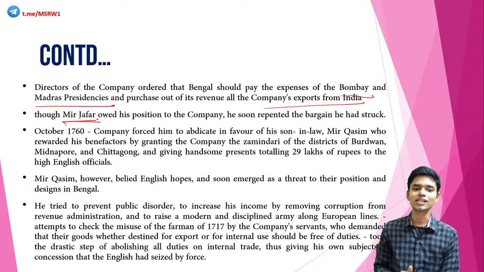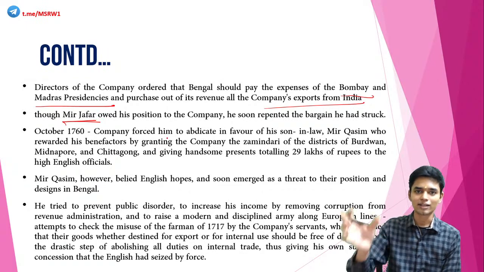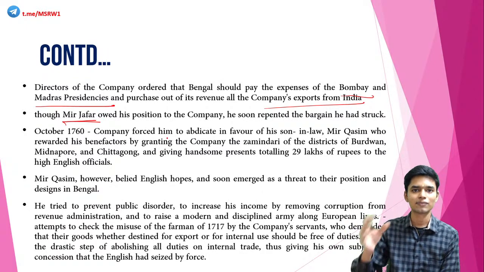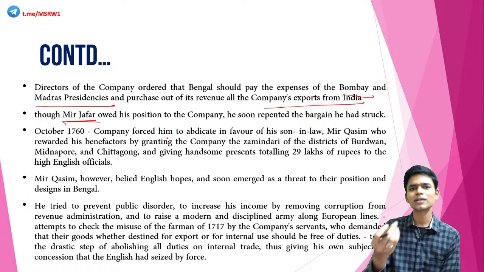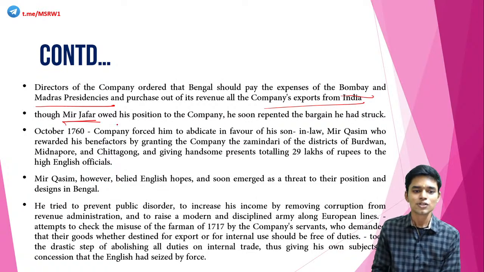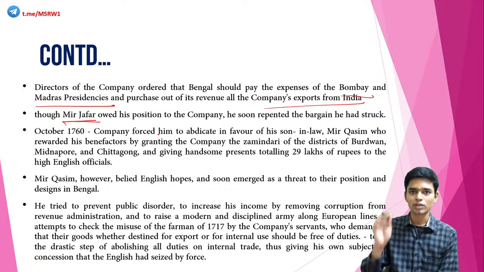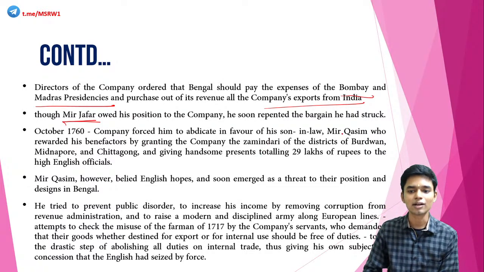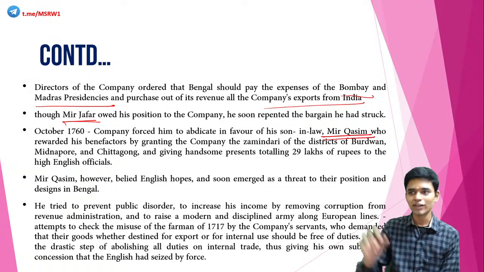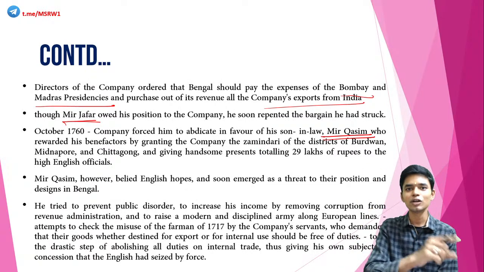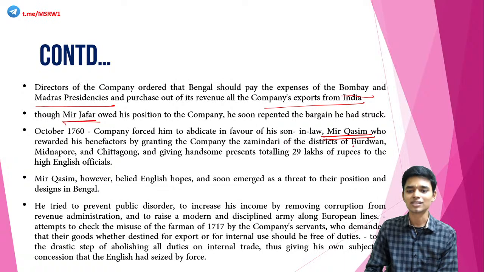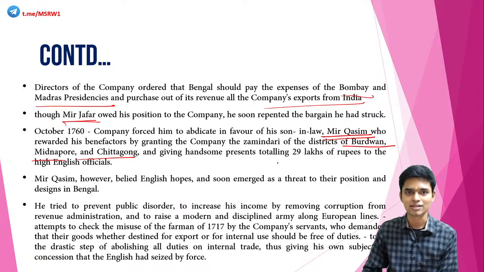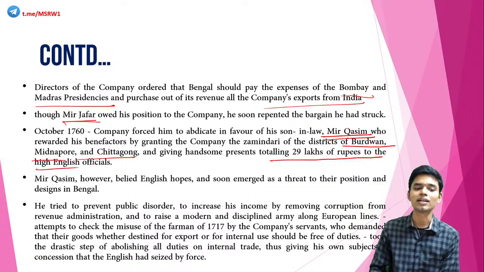So in October 1760, there were plenty of clashes between Mir Jafar and the company, and the company decided to replace Mir Jafar with someone else. And Mir Jafar couldn't do anything. Why? Because he was merely a puppet. The British were actually in control. So the company forced Mir Jafar to abdicate in favor of his son-in-law, Mir Qasim. And when Mir Qasim was put in power by the company, he also paid a huge reward to the company in the form of the zamindari of the districts of Burdwan, Midnapur and Chittagong, and gave handsome presents totaling 29 lakhs of rupees to the English officials.